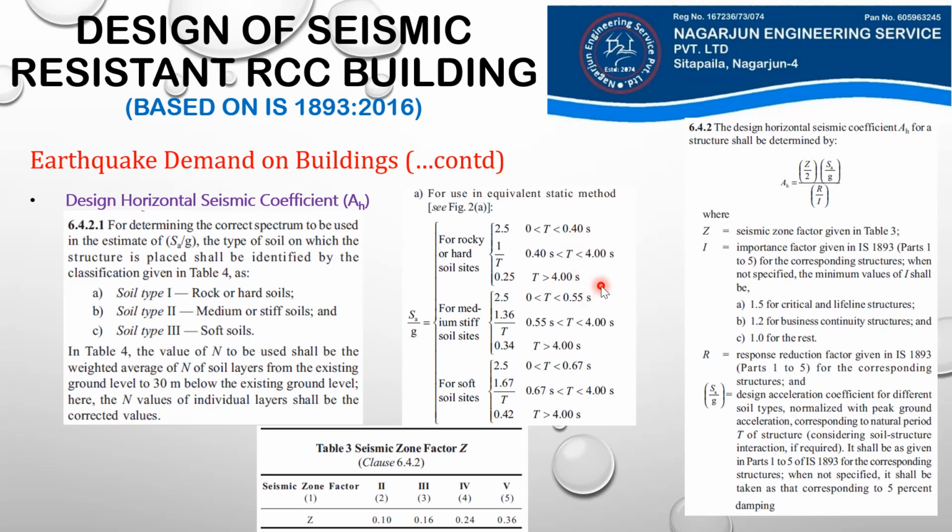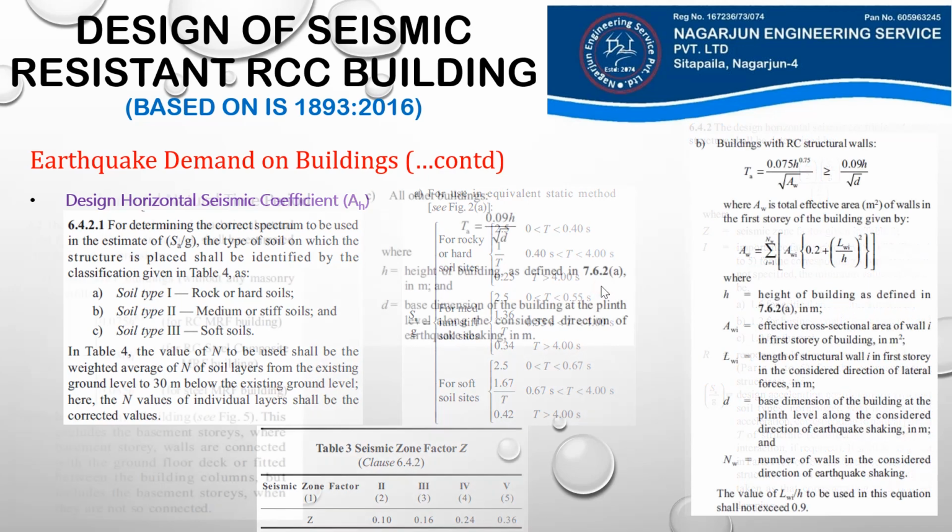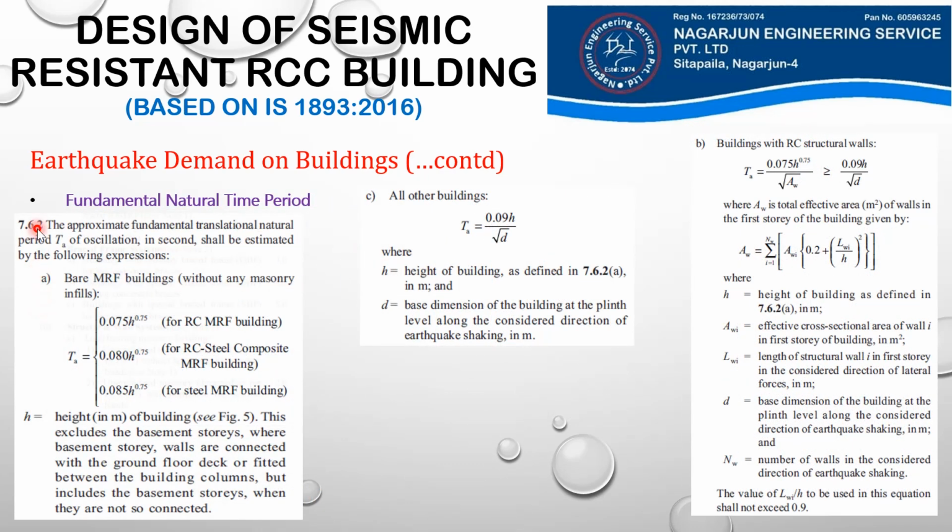So how do we calculate the time period, the fundamental translational mode time period? In clause 7.6.2, we are given formulae for calculating time period for different types of building. In 7.6.2a, you have bare moment resisting frame buildings without any masonry infill. In b, you have buildings with RC structural walls, and in c, you have all other buildings.